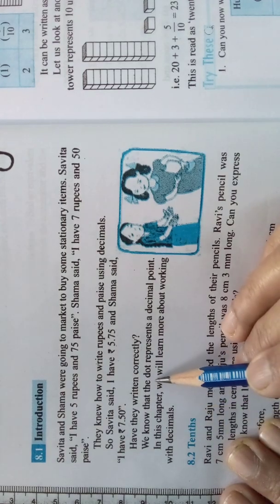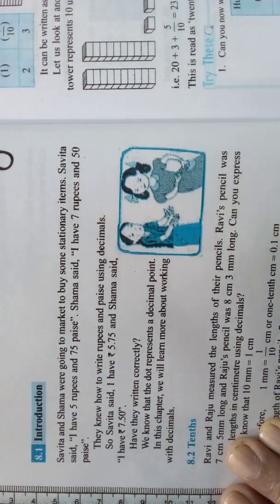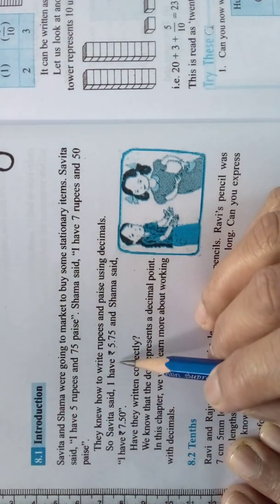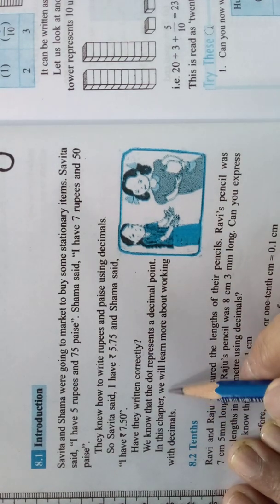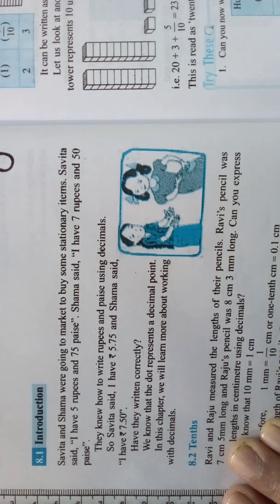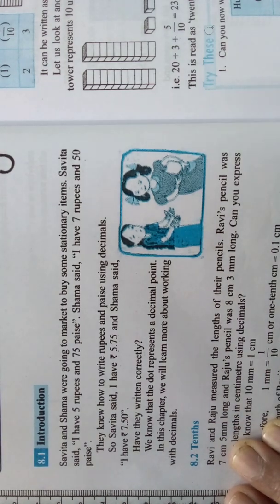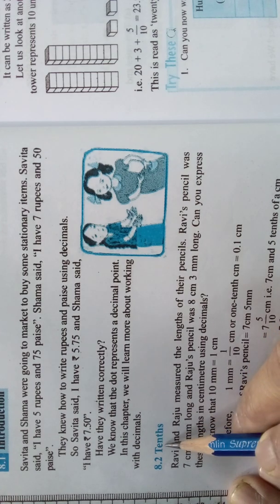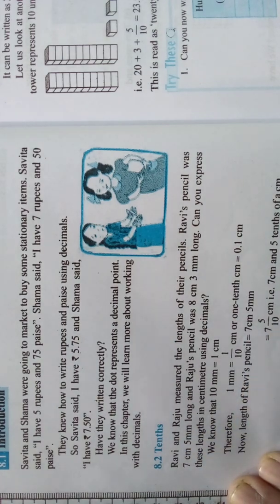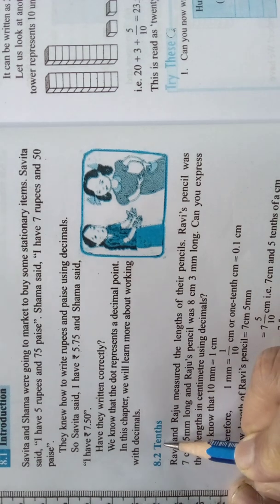We know that the dot represents a decimal point. Come, in this chapter we will learn more about working with decimals. Now we know what a decimal is and how to write decimals. The decimal will have a decimal point. We will learn about tenths. 10 we know. What is that TEN, THS? Come, we will see about that.